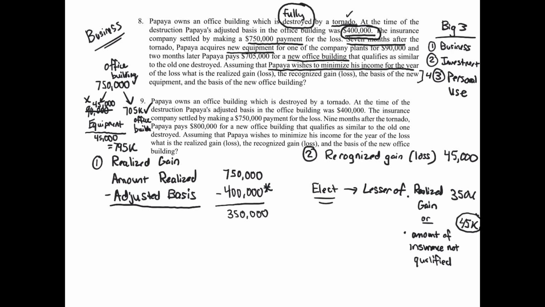Again, it's within 2 years. You're using the money on qualified property because it's similar in service or use, right? Office building for office building, but the non-qualified property does not qualify. So now we go to step 3 and step 4. Step 3 is real easy.